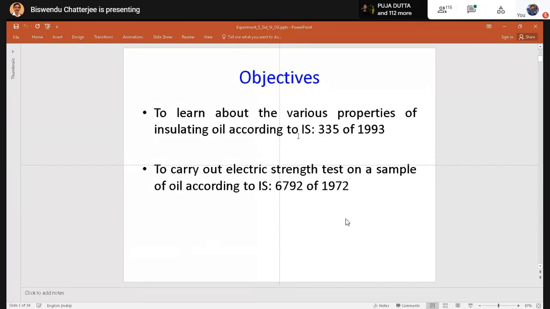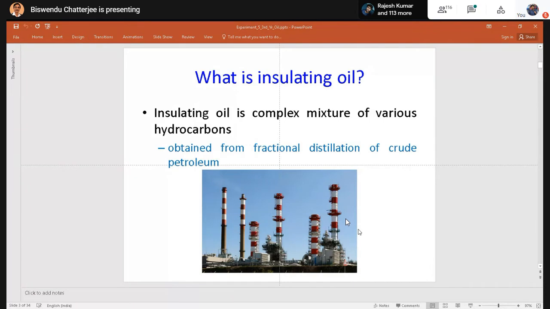What are the objectives? As sir has told you, we will have to follow certain standards. IS 335 will tell you the various properties of insulating oil, and we will carry out an electric strength test on a sample of oil according to another standard, IS 6792. So at first we will start from the very basics: what is an insulating oil, and how it is manufactured.